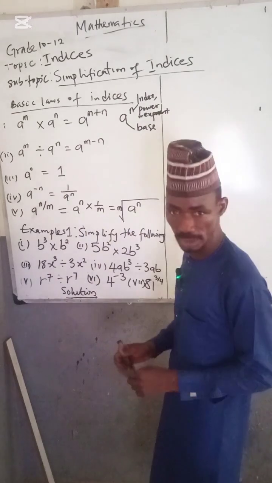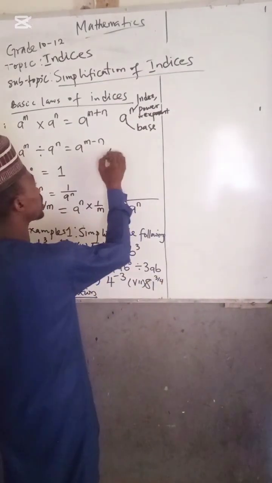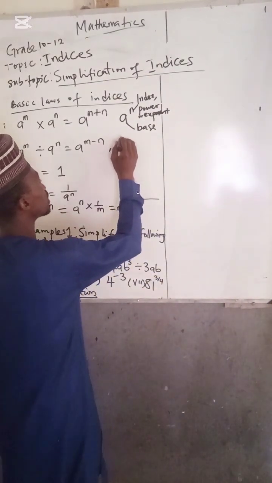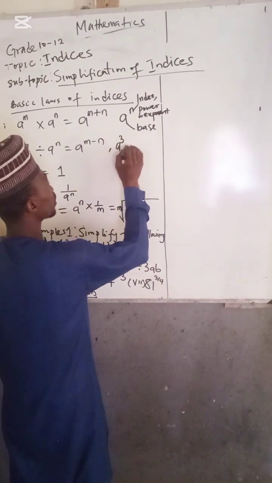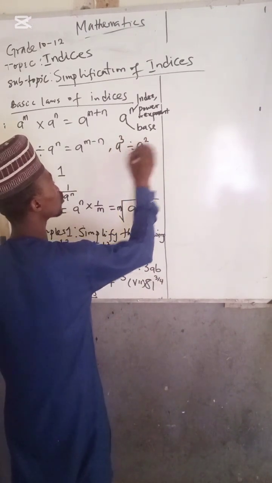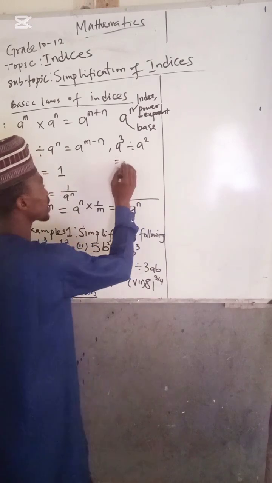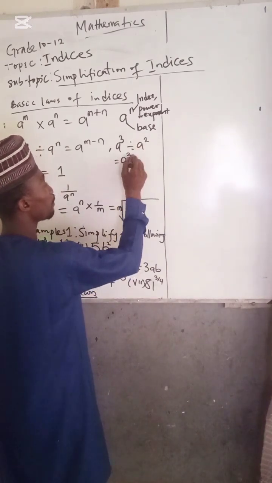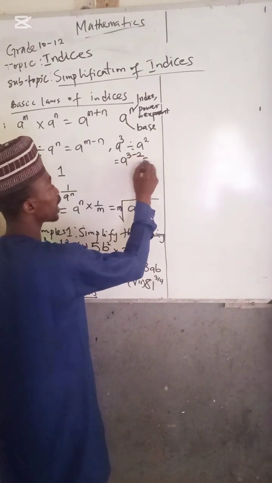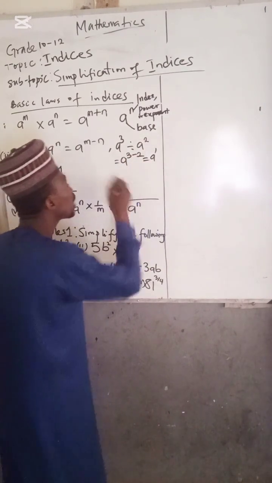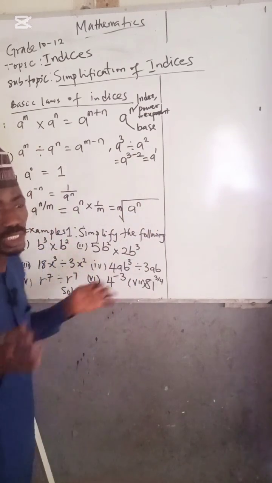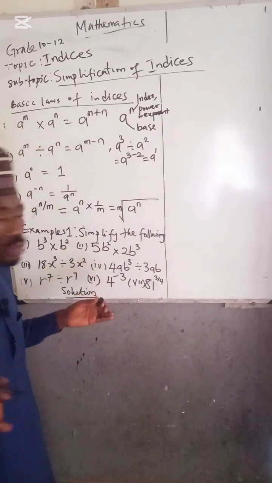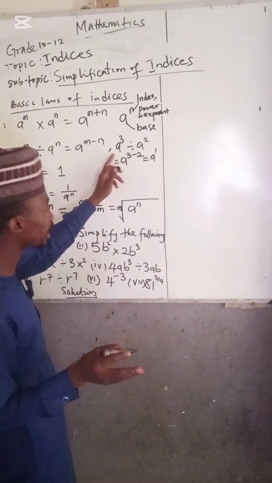Otherwise, you fail it. For instance, if this is a raised to power 3 divided by a raised to power 2, it is expected to be what? A raised to power 3 minus 2, which gives you a raised to power 1. But if you now say no, you can use it in any order that you like, you are not arranging it in the order that it comes.